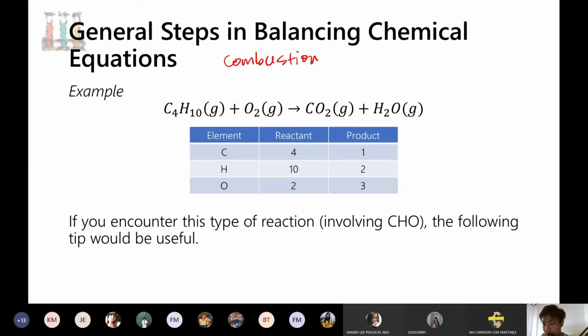What is the format of a combustion reaction? Usually, you begin with a compound with a CHO format: carbon, hydrogen, and sometimes oxygen. So this is the format of a combustion reaction. You have CHO here, though oxygen is optional. Sometimes it's there, sometimes not. But usually there is CH.